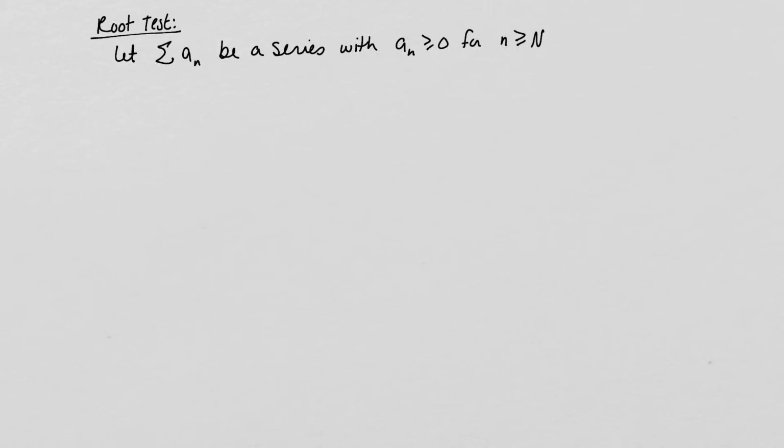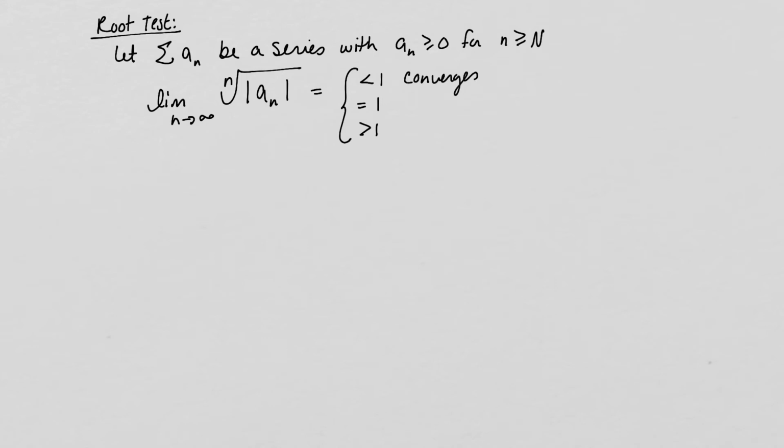And this time we're going to look at the limit as n approaches infinity of the nth root of the absolute value of a sub n. Again, it could end up being less than 1, equal to 1, or greater than 1. Just like before, if it's less than 1, it converges. If it's equal to 1, tough luck.